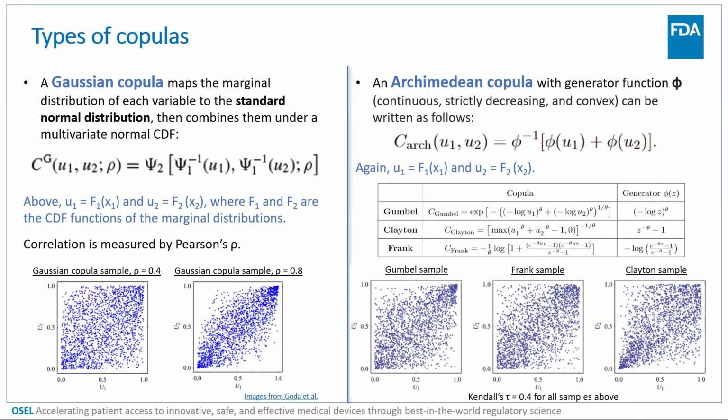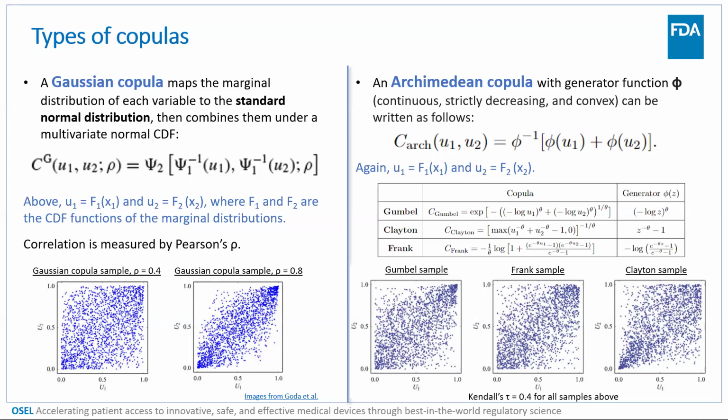And there are several different types of copulas that we can use for this modeling. Probably the most popular type of copula is a Gaussian copula, which maps the marginal distribution of each variable to the standard normal, and then combines them under a multivariate normal CDF. Gaussian copulas take as input Pearson's rho, and you can see for a higher correlation, 0.8 on the right, this copula density plot becomes a lot more concentrated along the diagonal.